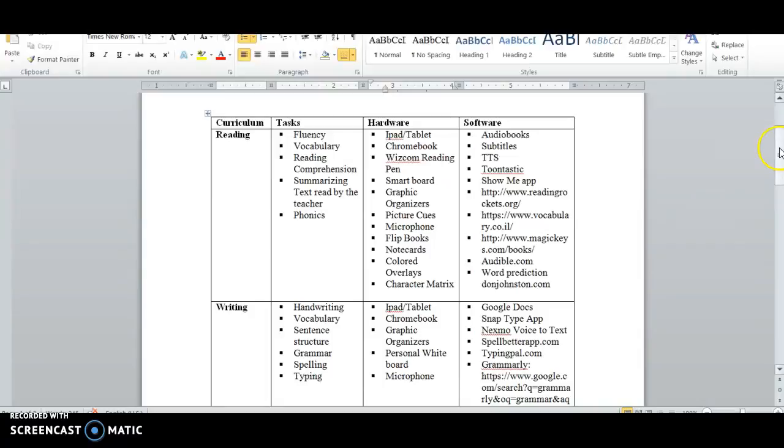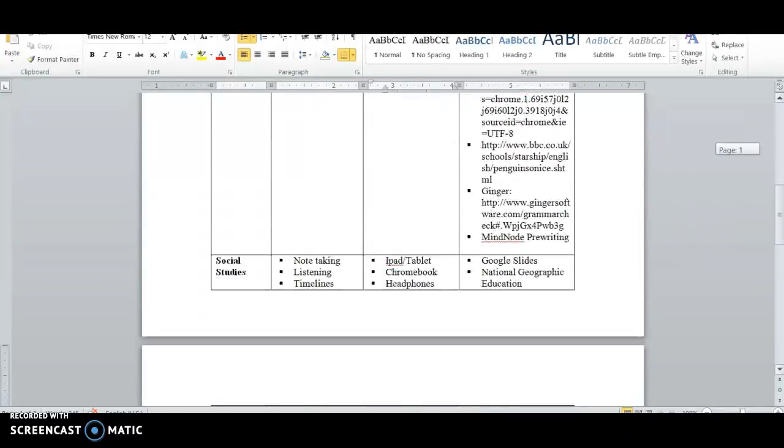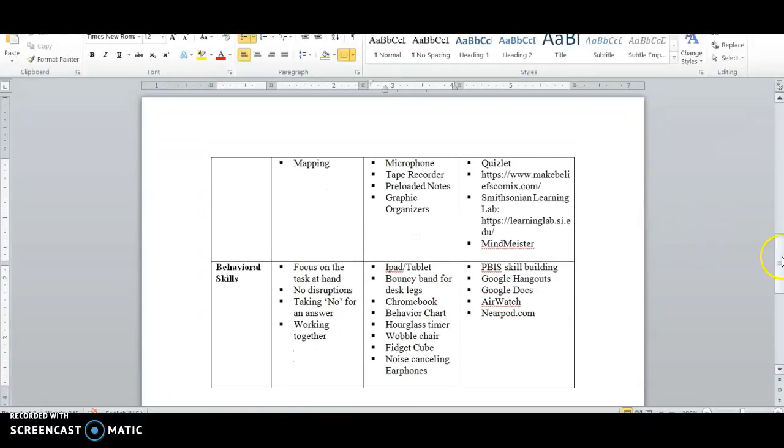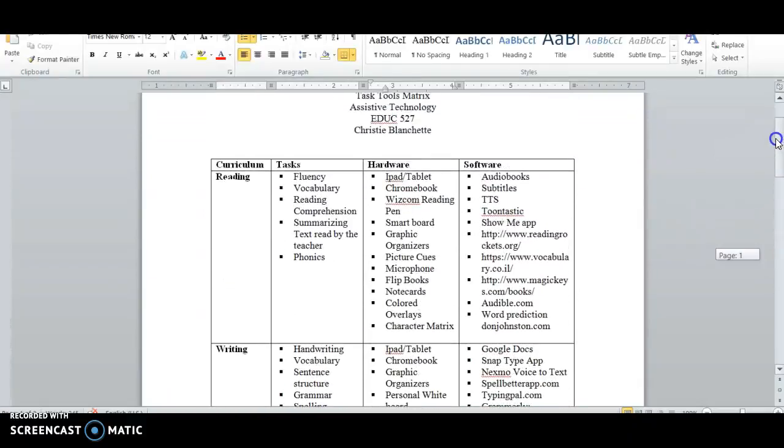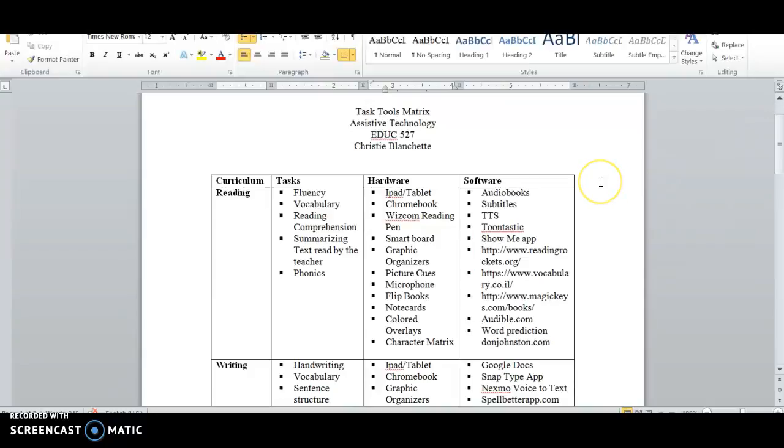So I put in here reading, writing, social studies, and behavioral skills. When I was looking for the tools that I wanted to use, I was keeping in mind ADHD, spectrum autism, and dyslexia. Those are some common disabilities that I've noticed while I was substitute teaching.